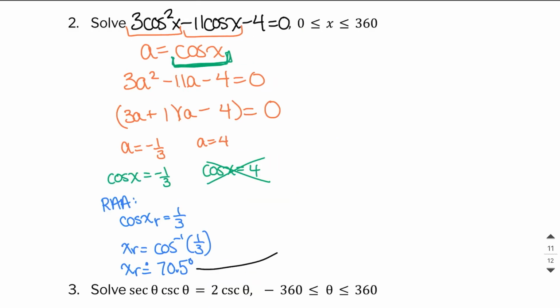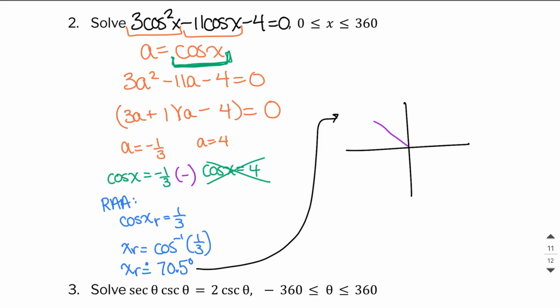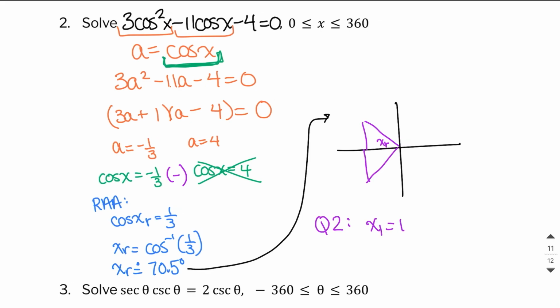Now we need to actually put this on our Cartesian plane to determine what the actual angles are. And here, remember, cosine is negative, which means that we are looking at quadrants 2 and 3, where we know the related acute angle. So our answer in quadrant 2 is going to be 180 degrees minus our related acute angle. So our answer here is going to be approximately, because again, this 70.5 is also an approximation, 109.5 degrees.